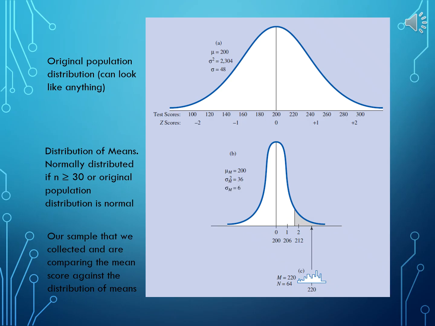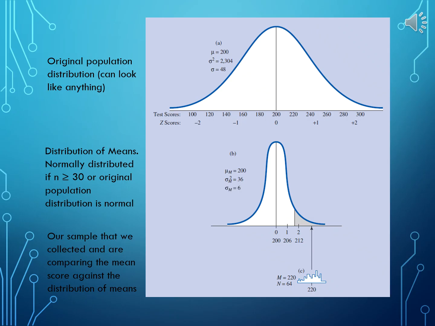interested in, as long as either the original population distribution is normal, or it doesn't have to be normal as long as we take sample sizes of at least n equals 30 from the original population distribution. Because we don't really care what the original population distribution is. It's nice if it's normally distributed, but what we do definitely care about is if the distribution of means is normally distributed. And once we get down to the distribution of means, we have this nice distribution which we're going to compare then our sample.